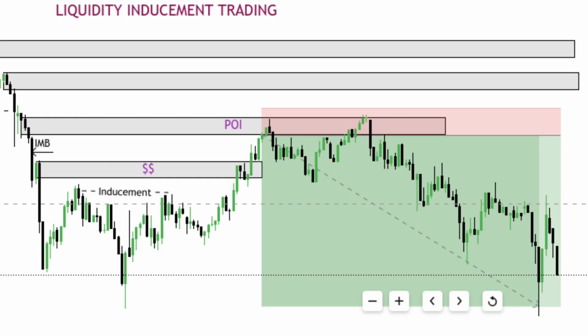Three main things to consider: a break of structure, retracement into the fair value gap left behind, and then we have to see a liquidity sweep before entering into the trade inside our point of interest.